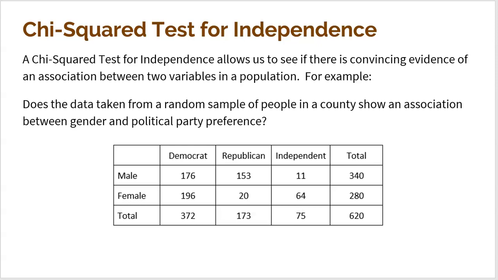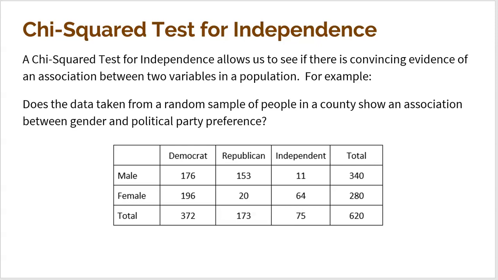Here is an example where we're looking at males and females, and we were asking them if they're Democrat or Republican or independent. The question specifically says, does the data taken from a random sample of people in a county show an association between gender and political party preference? So we measured a bunch of people in a particular county. Who knows, maybe a county in California, and we saw males and females, Democrat, Republican, Independent, and we want to know, is there an association? So does being male make me more likely to be Democrat or Republican or Independent, or maybe there's no difference?